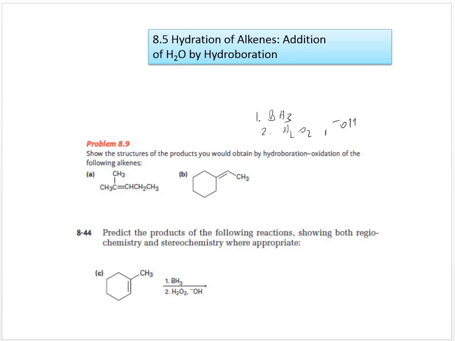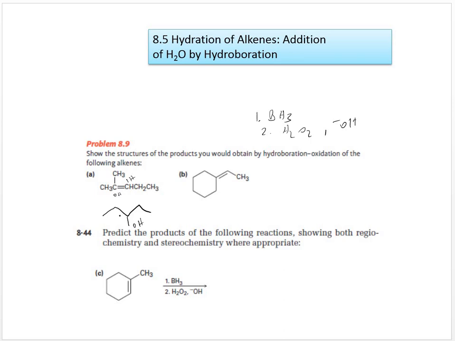So I'm going to draw this product here. How many carbons do we have? 1, 2, 3, 4, 5. There is a double bond between 2 and 3. So what's going to happen? This carbon has 1 hydrogen, this one has 0 hydrogen, right? It's non-Markovnikov, so hydrogen will be added to here, and OH will be added here.